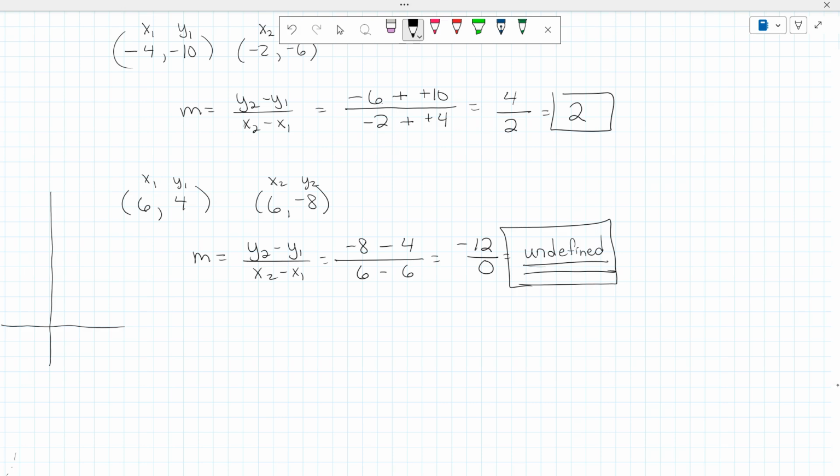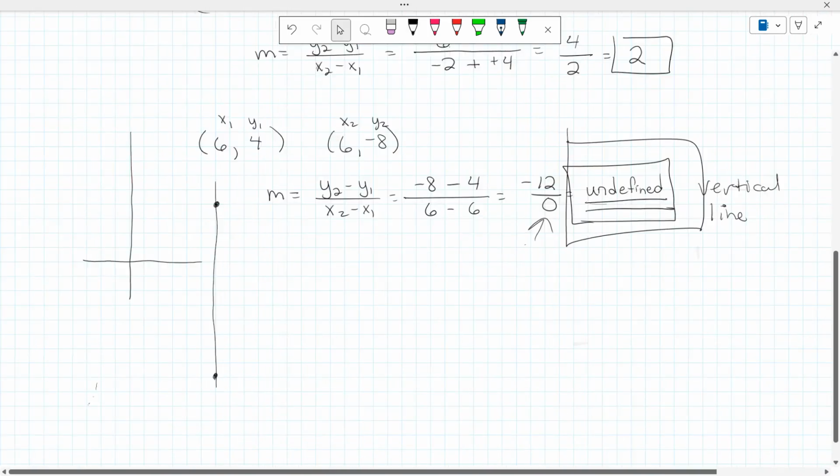if I go 6, 4, 1, 2, 3, 4, 5, 6, 1, 2, 3, 4, and 6, negative 8, what kind of a line do I have? Besides it being a straight line, because mine's a little crooked, what's another way to describe a line that goes up and down? It's a vertical line. So if the slope is undefined, what we have is a vertical line. Now the answer for today is I'm looking for the slope.